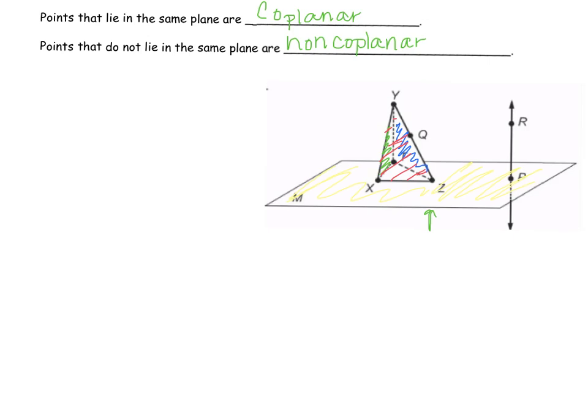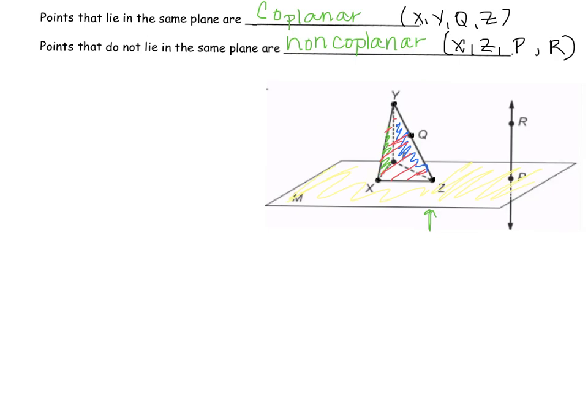So for example, points Y, X, and Z determine a plane, but point Q is also in that plane. So I would call those 4 points, X, Y, Q, and Z, coplanar, since they all lie in the same plane, that red plane there. Non-coplanar points might be, for example, X, Z, and P all lie in the yellow plane, but now that I've determined the plane, R is not in that plane. So those 4 points are not coplanar because they do not all lie in any particular plane.